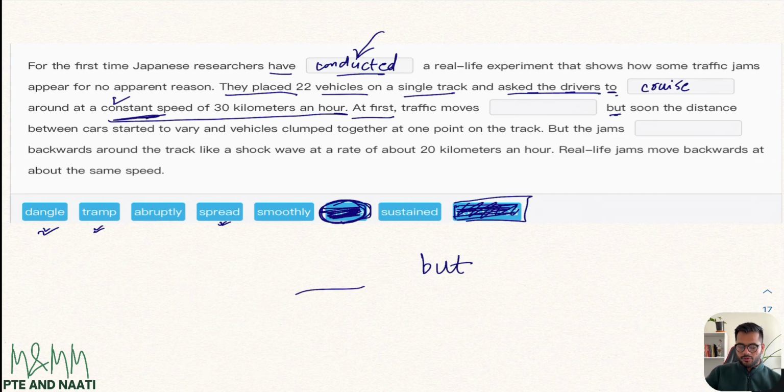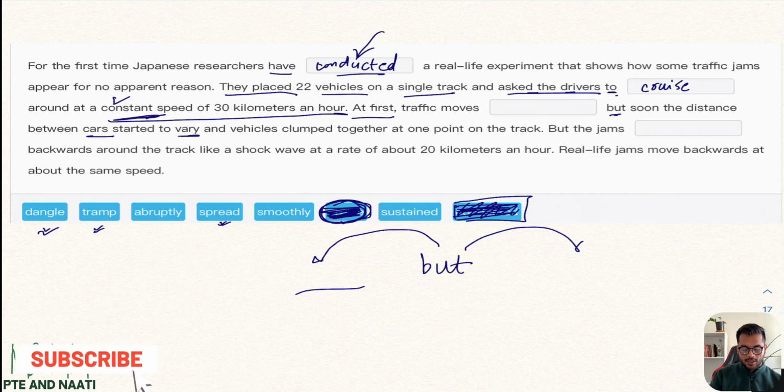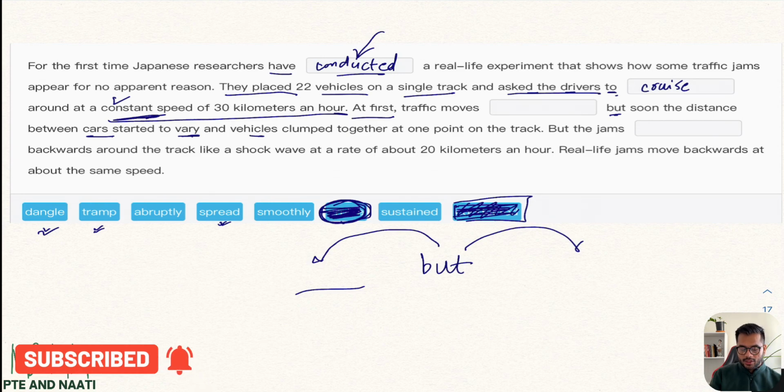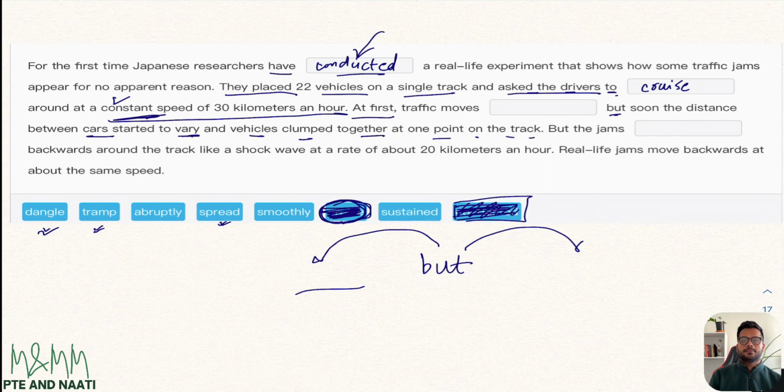So what we need to do over here is whatever comes after but, it has to be something opposite on the other hand side. It says, but soon the distance between cars started to vary, means differ, and vehicles clumped, means got very close together at one point on the track. So what happened was the distance between the cars reduced and it differed, like some cars were having this much distance, some cars were having a bigger distance. So obviously before but, something consistent, constant, a flow has to happen.